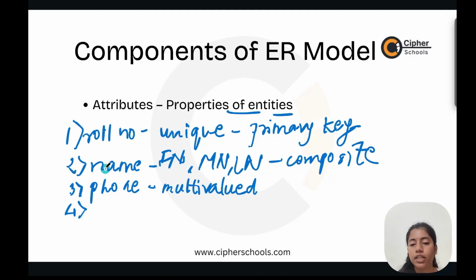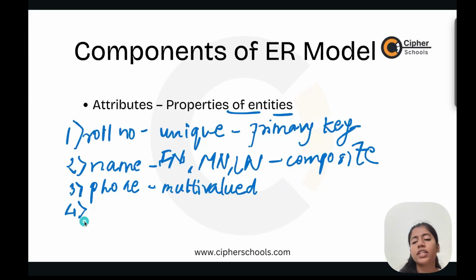Address again was an example of a composite attribute. We can break address into different attributes, like street name, then city, state, country. We can break it into different components. So address is also a composite attribute.